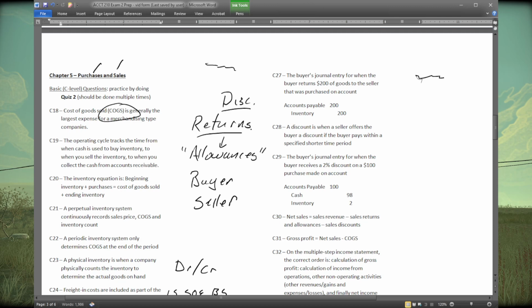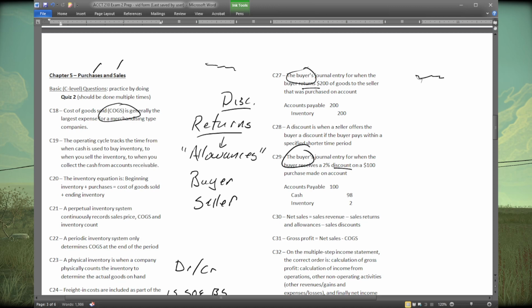And so for the C-level question, the easier one is the buyer. So make sure you understand here. Here's the buyer's journal entry. This one is for when the buyer returns. I kind of walk through it, mark through it. And here's one for discount, right? So I'm only asking you to sort of memorize the buyer's return and the buyer's discount and what they look like.